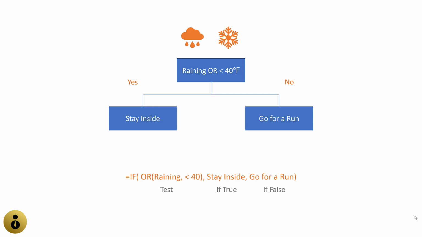In Excel, it looks a lot like using the AND function. You just replace AND with OR, and then you have the two conditions that create the positive case if either of them is true. And then as usual, your second argument is the action to take if it's true, and your third argument is the action to take if it's false.